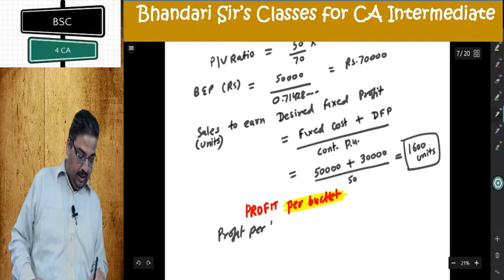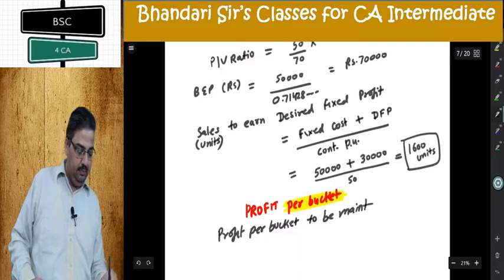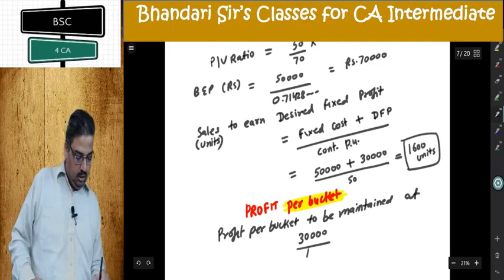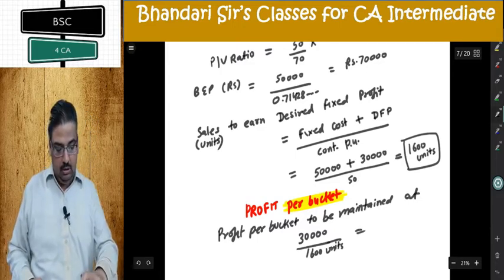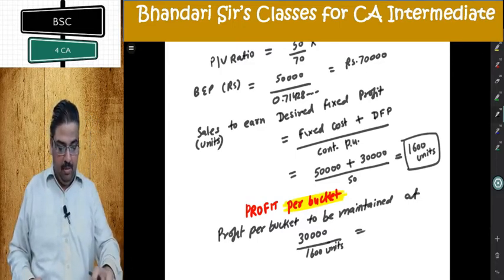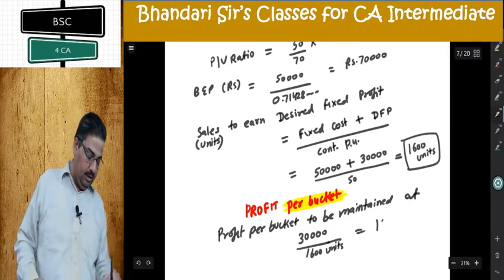Profit per bucket to be maintained at 30,000 divided by 1600 units. 30,000 is not to be maintained, per bucket is to be maintained. 18.75 per bucket.